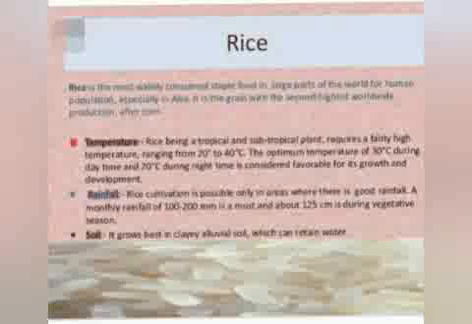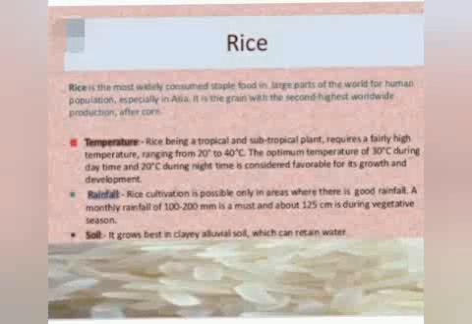Now rice. Rice is the main crop of the monsoon lands in tropical regions. It is the staple diet of about 50% of the population of the world.